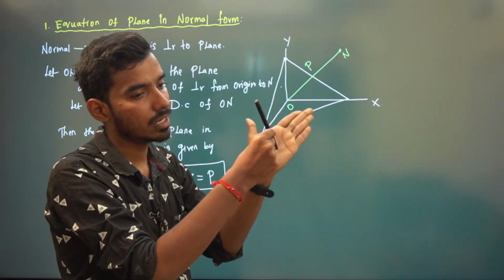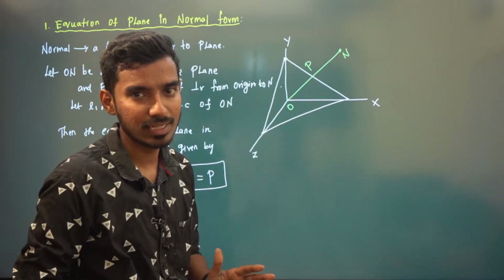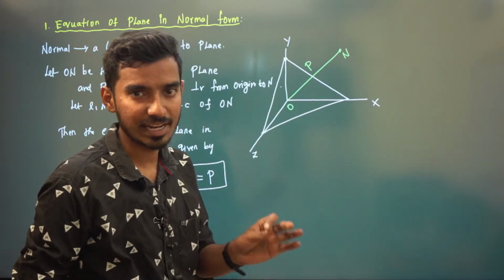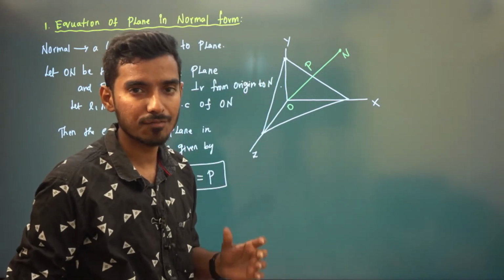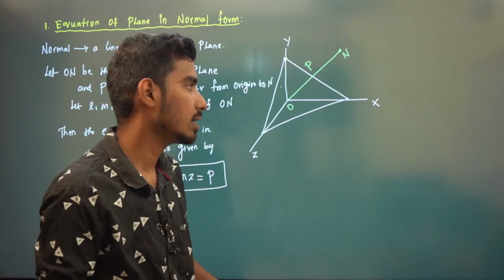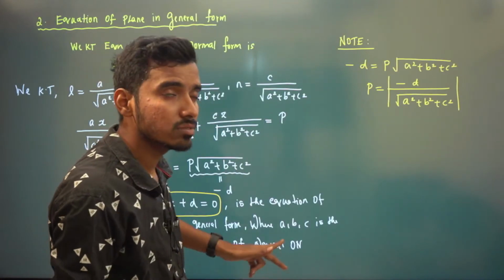And the equation of plane in normal form is Lx plus My plus Nz is equal to P. L, M, N are the direction cosines of that normal and P is the length of the perpendicular. That is, length of ON is P.